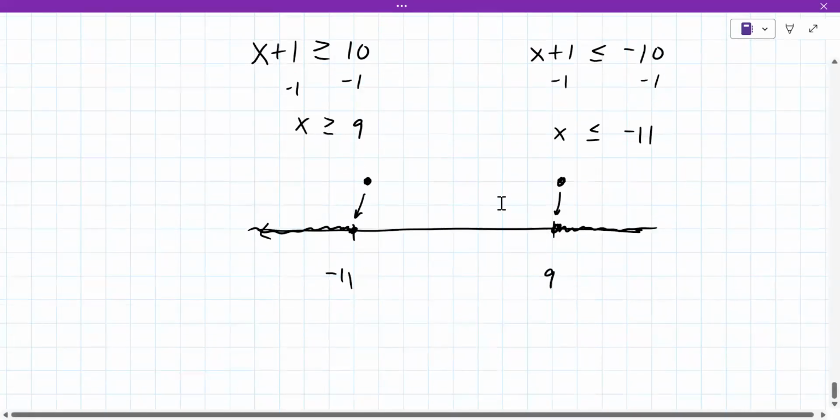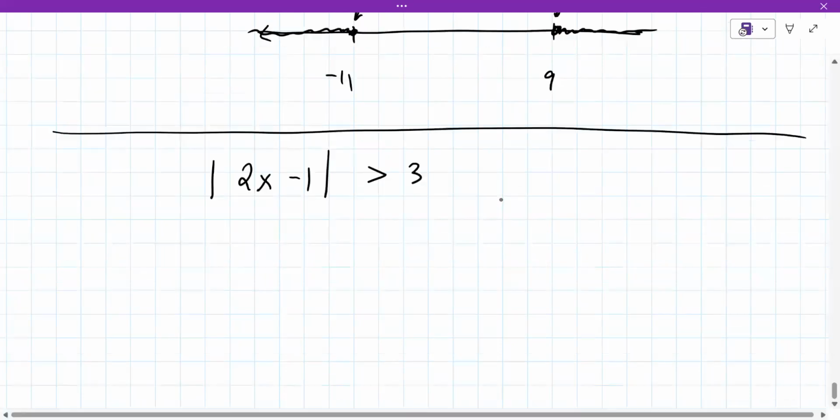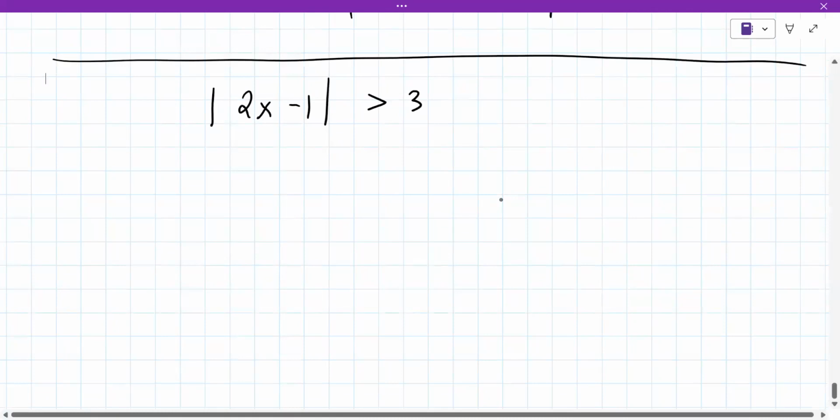Okay. So let's do that now. Let's say it's absolute value of 2x minus 1 greater than 3 this time. All right. So why don't you try solving this for us? Kind of same thing. Case 1, case 2.